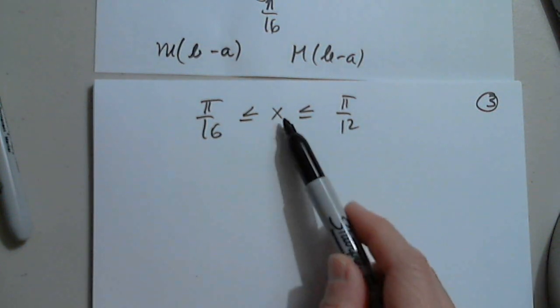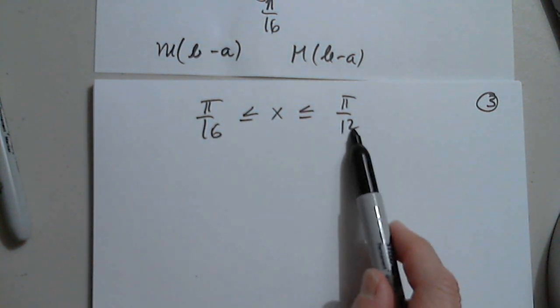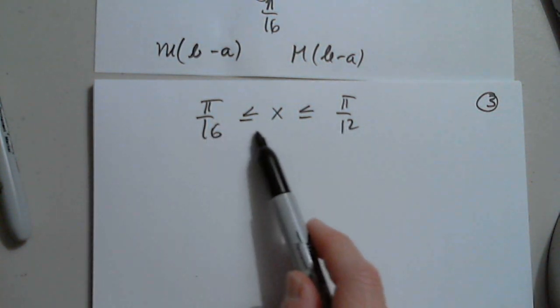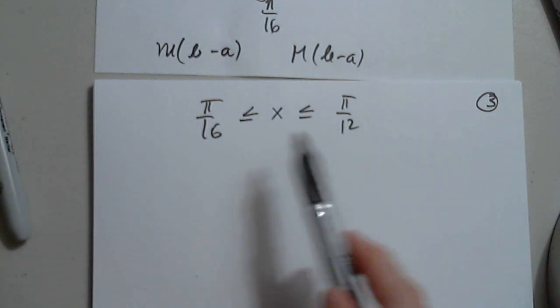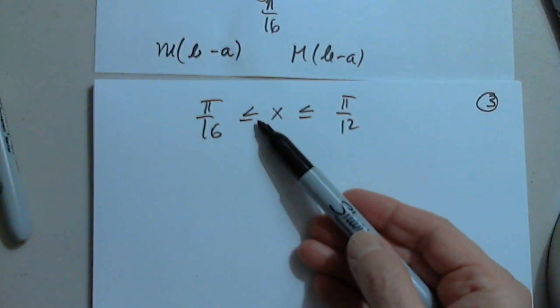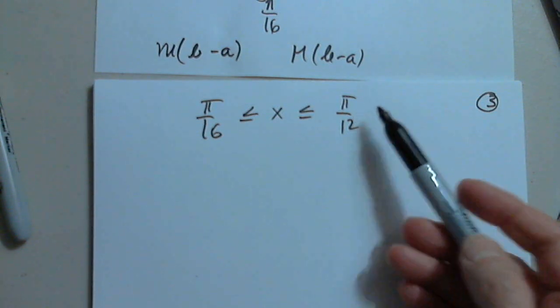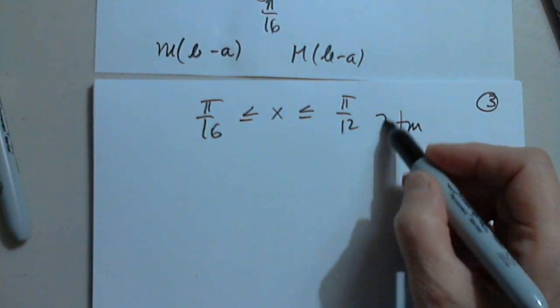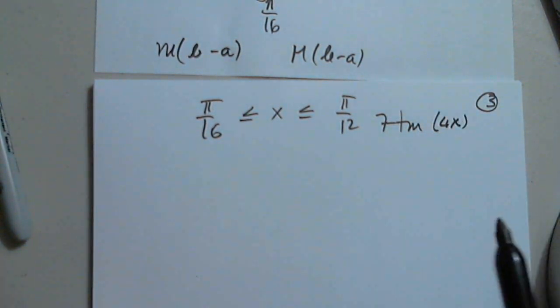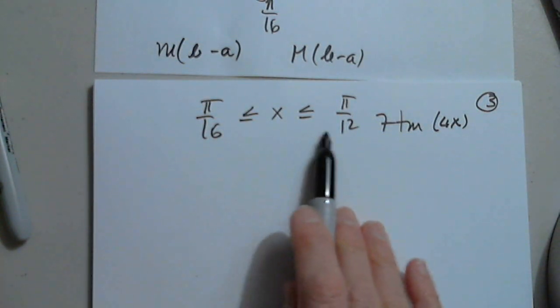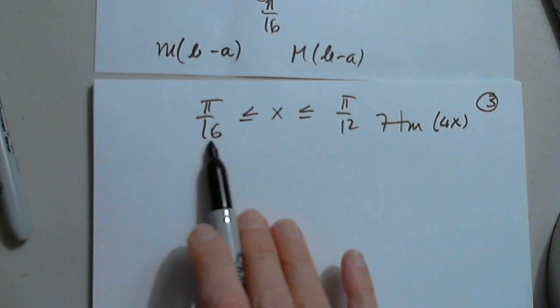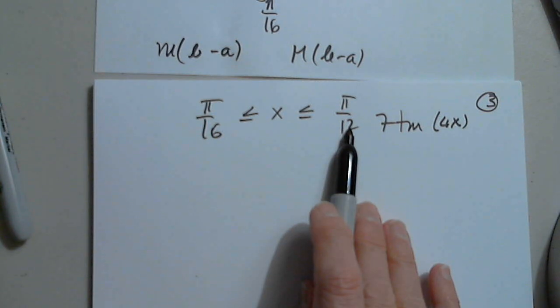So pi over 16 and pi over 12. So this is an increasing situation, right? Obviously, this is less than or equal to this, which is less than or equal to this. Now 7 tangent 4x is also an increasing function on this interval.